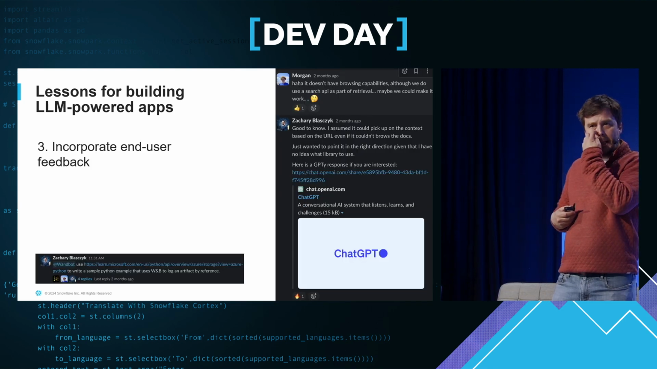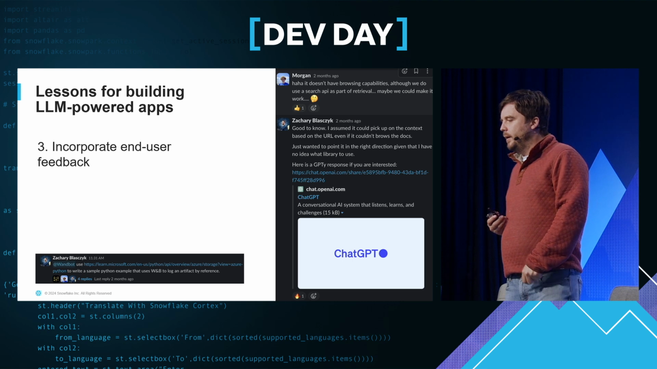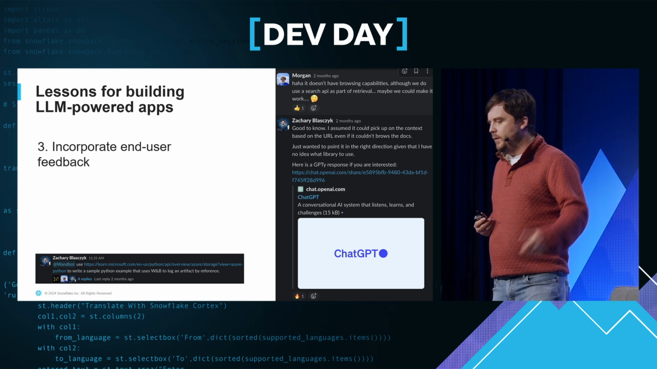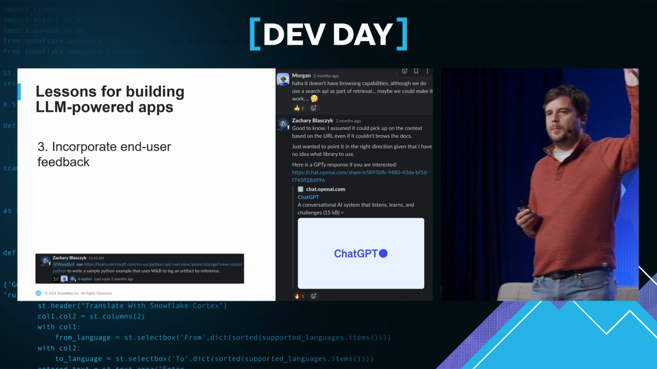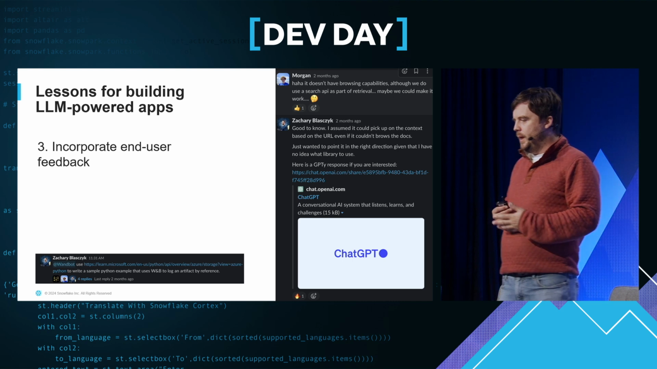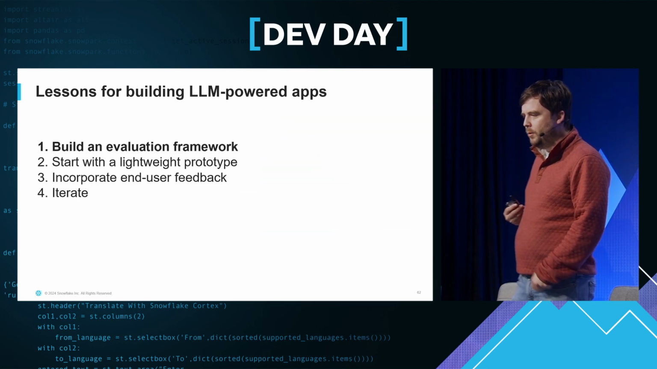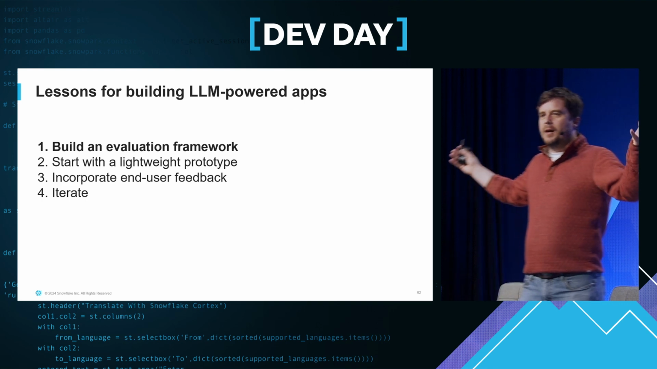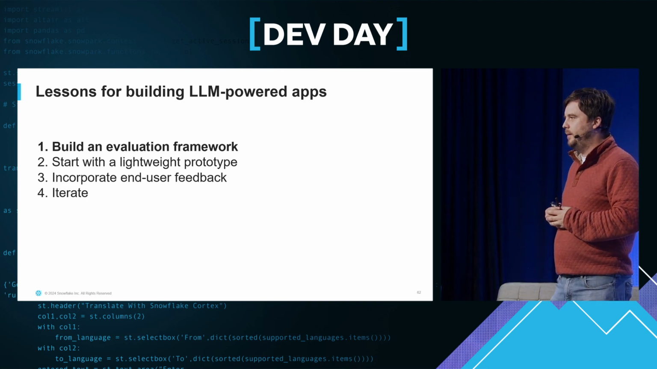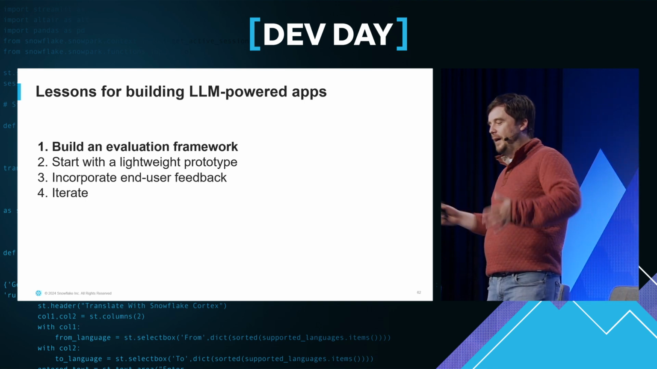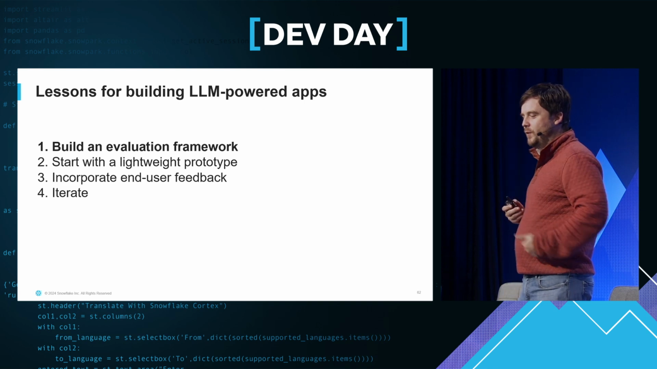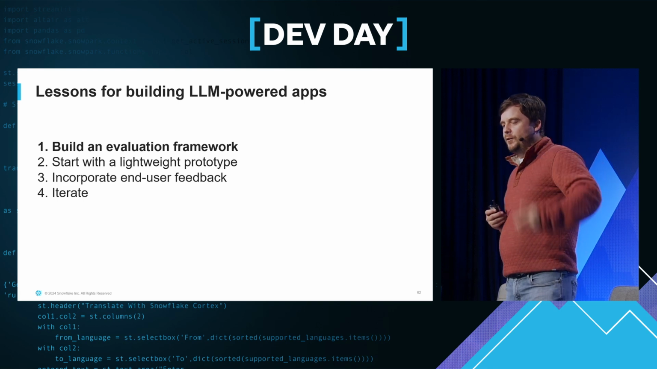And then finally, incorporating end user feedback in lots of different ways is super important. We have an internal tool where you can ask questions about our own internal wiki, and it's been really helpful to get internal user feedback. So here's my basic lessons. This is not rocket science, but this is something that I see our customers messing up all the time. Build an evaluation framework, lightweight prototype, end user feedback, and iterate.